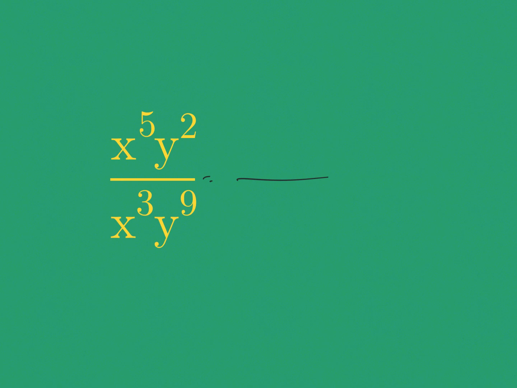Where's the largest x? Top or bottom? x to the fifth, x to the third. Top. Keep your x's up top. x is going to stay up top. And if I subtract those exponents, 5 minus 3 is what? 2. So we should have x squared up top.